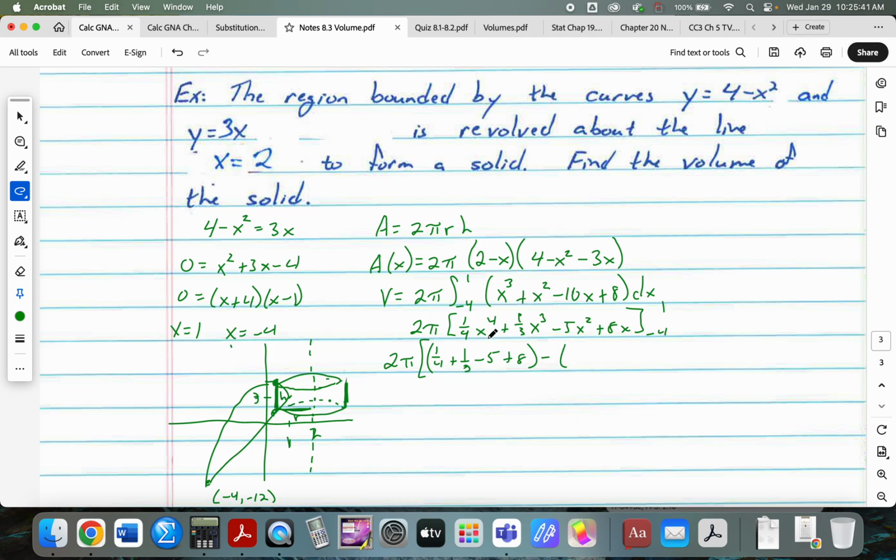let's see, that's going to be a positive times 1/4, that'll be 64, right? My mind suddenly went blank. Minus 64 thirds minus 80 minus 32.